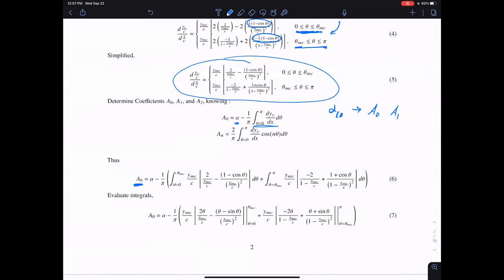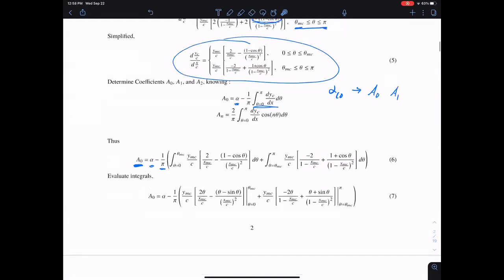So we're going to divide up that integral. We've got alpha minus 1 over pi, and now we're going to divide up that integral from 0 to theta MC, and then from theta MC to pi. In the first one, we're going to plug in this first equation because that's our camber line up to that point. And then in the second equation, we're going to plug that in here. So that's the second part of that integral from theta MC up to pi.